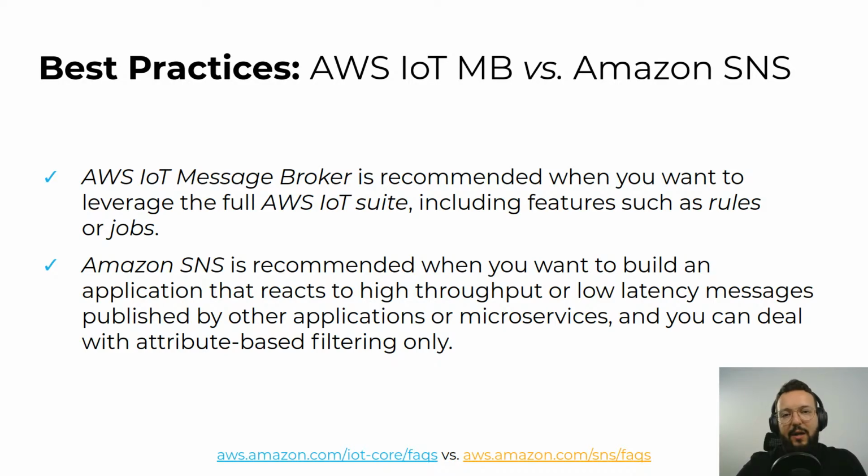So if you would like to have an Internet of Things use case, and you would like to leverage either the full IoT suite, or you need to use features like rules and jobs, which we will talk about in a moment, I would recommend using AWS IoT Message Broker. If you would like, on the other hand, to have publish subscribe to multiple different clients and types of clients, and you don't have to focus only on IoT, then SNS will be a good choice.